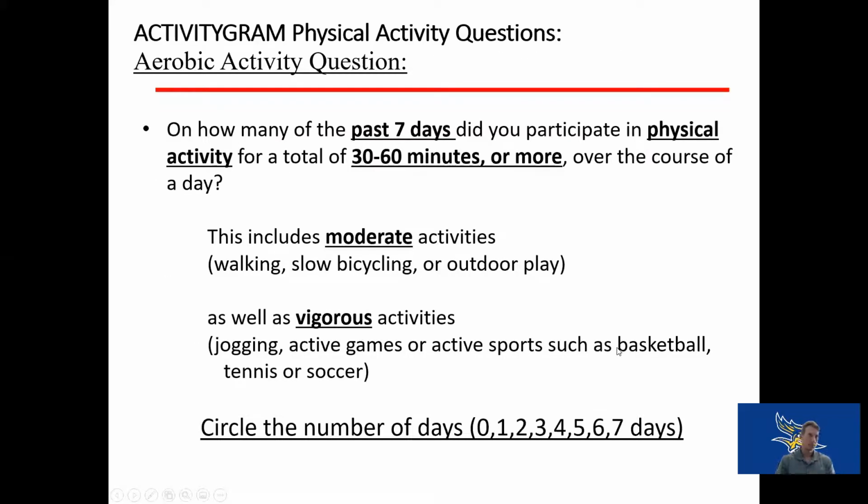Okay. When it comes to maybe using a fitness questionnaire or a physical activity questionnaire, the FitnessGram has a version. We can ask simple questions like, how many days of the past 7 days did you participate in physical activity for a total of 30 to 60 minutes or more over the course of a day? This includes moderate activities, vigorous activities. Circle the number of days. Okay, this is an example question. This is very large in wording, so we might want to use this as kind of a higher level rather than looking at this as something that we could use with younger children.